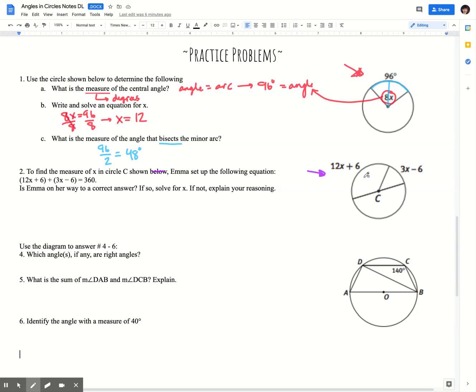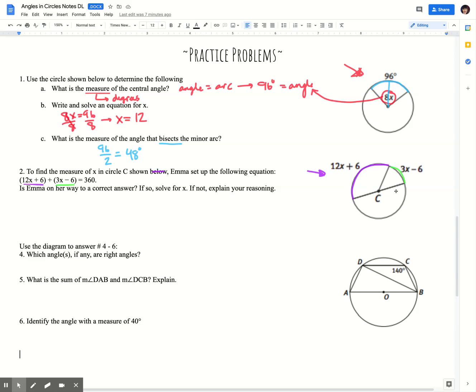She said 12x plus 6, this part, plus 3x minus 6, this part, equals 360. So the question is, is she correct? Did she set up her equation correctly? If yes, solve for x, and if not, explain.